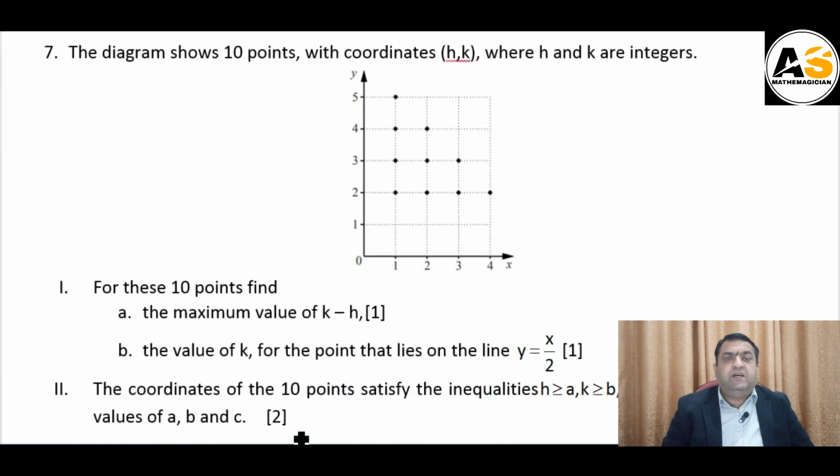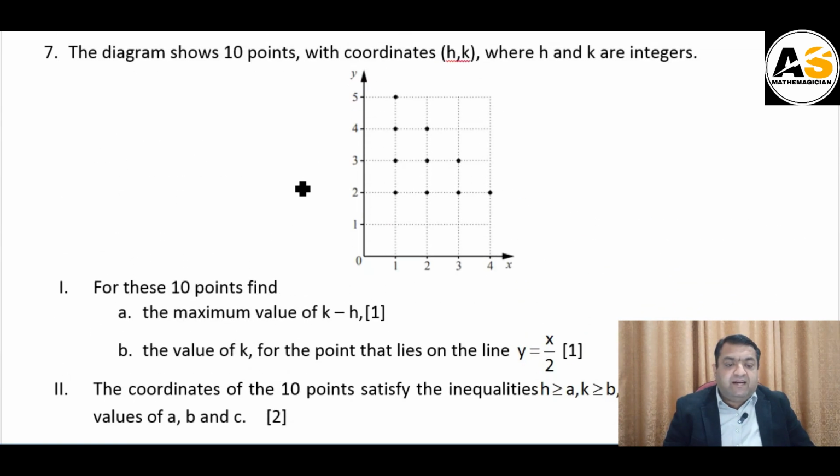Last question for today's lesson. Sorry, this is second last. The diagram shows 10 points with coordinates (h, k), where h and k are integers. These are the 10 points: 1, 2, 3, 4, 5, 6, 7, 8, 9, 10. For these 10 points, find the maximum value of k minus h. k means the y coordinate of the point and h the x coordinate. We need to find the maximum value of their difference.